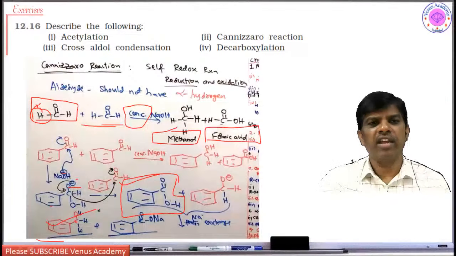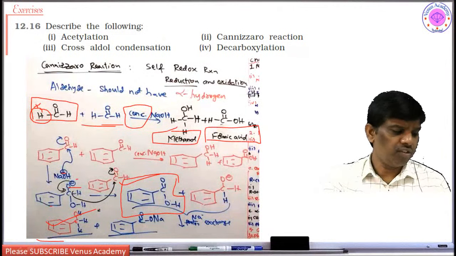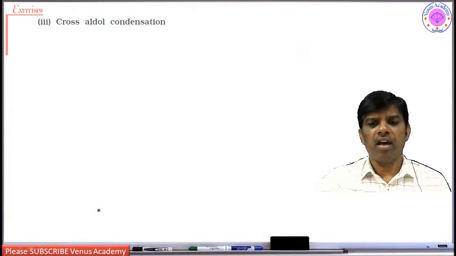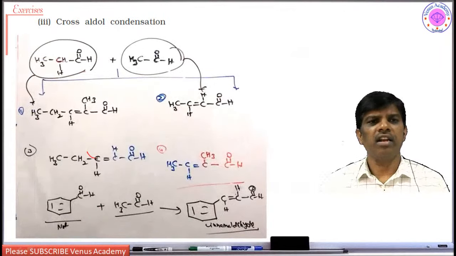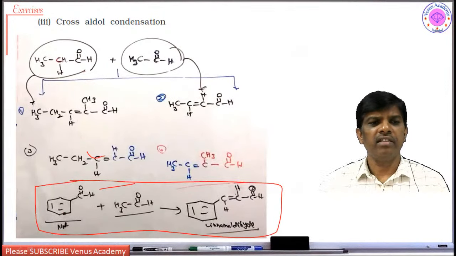This is how the Cannizzaro reaction gives an oxidized compound, an acid, and a reduced product, an alcohol. Next, cross aldol condensation. For example, if I take benzaldehyde and acetaldehyde, where benzaldehyde has no alpha hydrogen, it is going to give, this is cross. Why cross aldol?